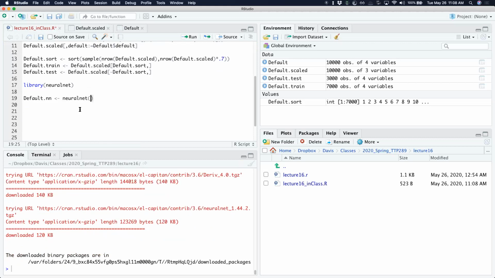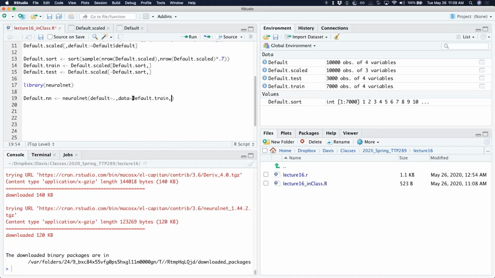So the function is called NeuralNet. And pretty similar as with the other regression function models that we've done, I have my outcome of interest and my input, the data that I'm going to train it on, which is from default train.